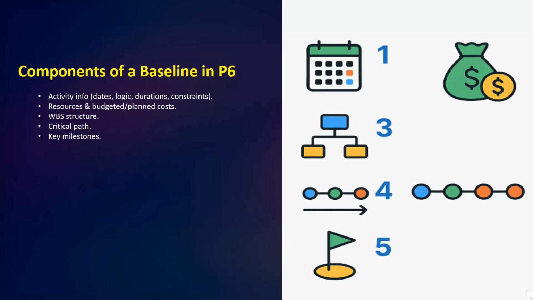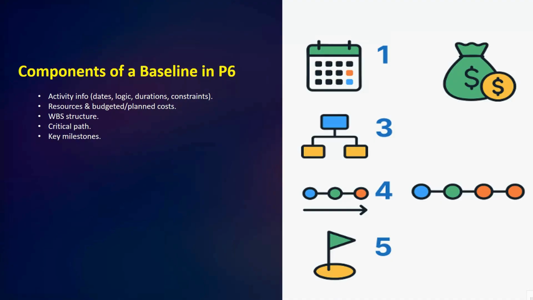Okay, so when you create a baseline, Primavera P6 captures the most critical project data so that it can be compared later. It includes, first, activities information, such as start and finish dates, logic relationships, durations, and any constraints applied. Then resources and budgets, plan cost, including manpower, equipment, and budgeted expenses.